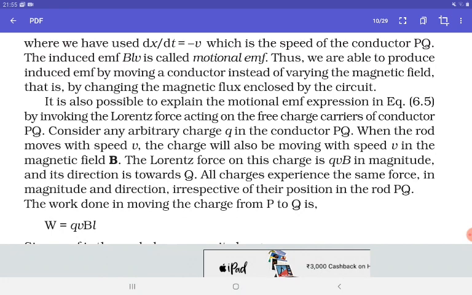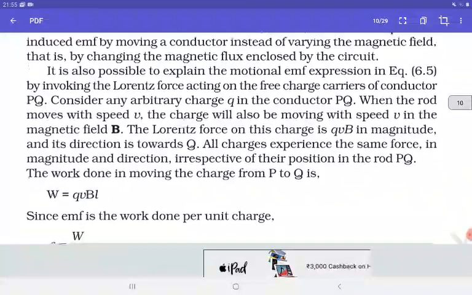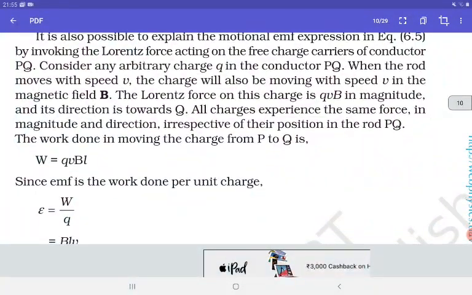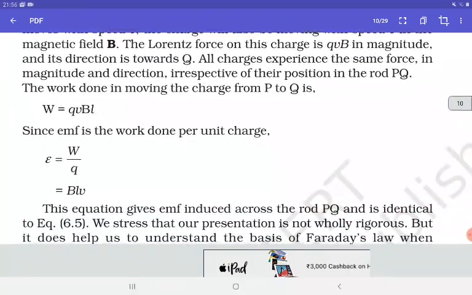It is possible to explain the motional EMF expression in equation 6.5 by invoking the Lorentz force acting on the free charge carriers of conductor PQ. Consider any arbitrary charge Q in the conductor PQ. When the rod moves with a speed v, the charge will also be moving with a speed v in the magnetic field B. The Lorentz force on this charge is QvB in magnitude and its direction is towards Q. All charges experience the same force in magnitude and direction irrespective of their position in the rod PQ.